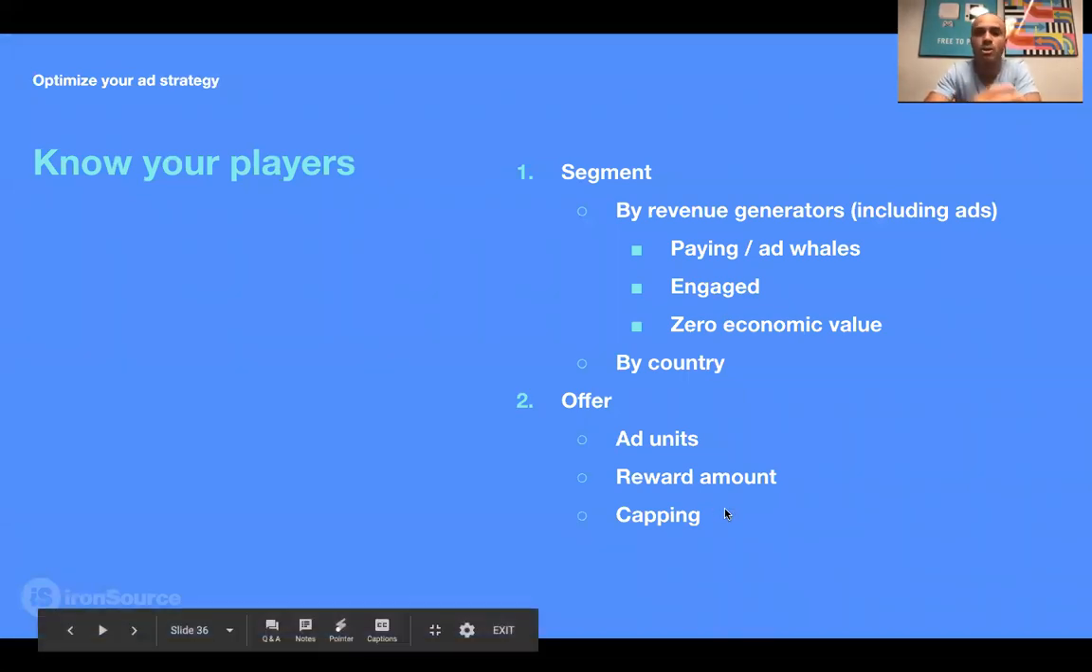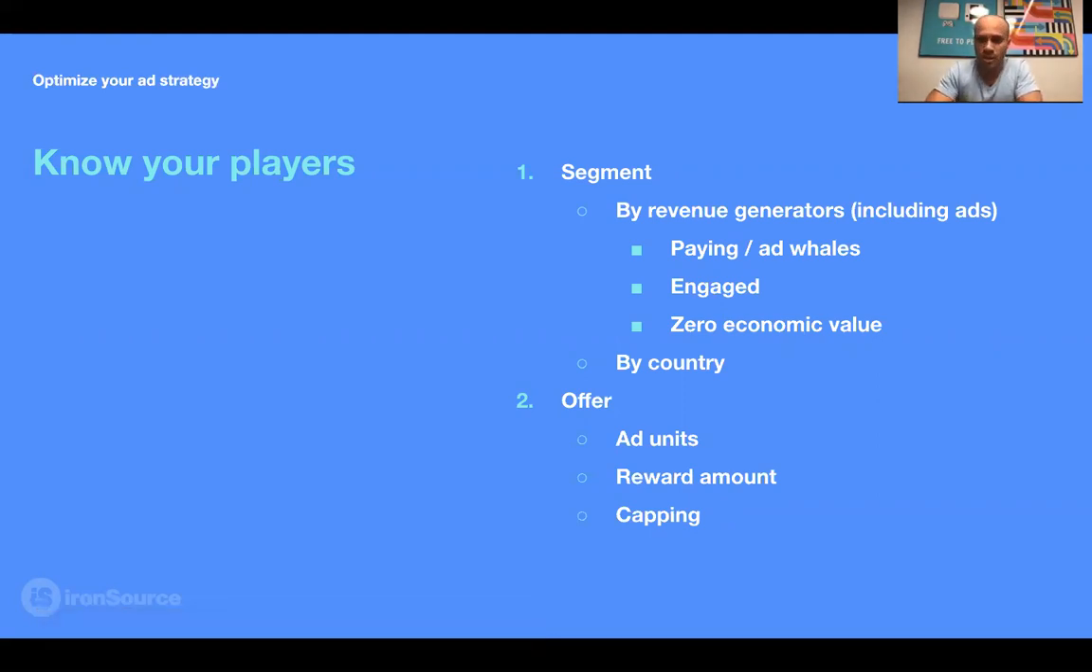It can be different amount of impressions per user or capping, etc. But you got my point. In general, if you want to squeeze the lemon, have ad monetization strategy per segment.